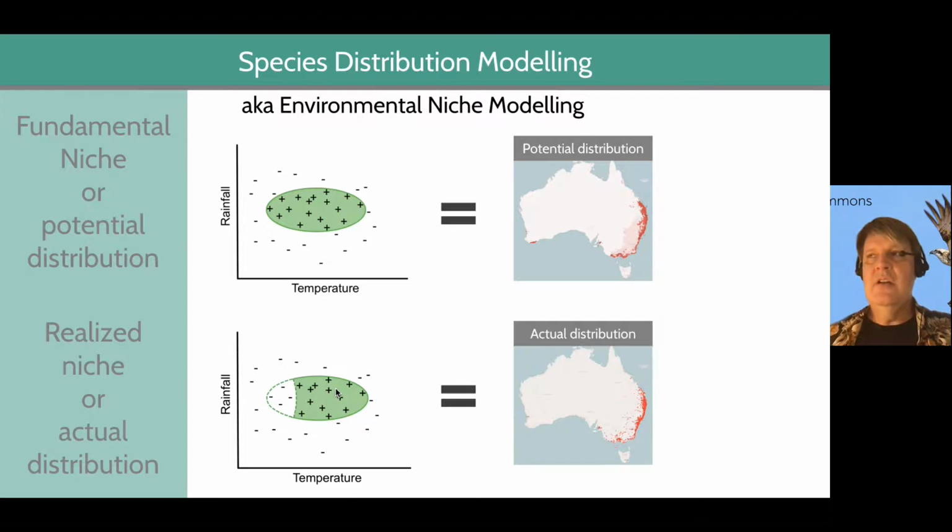And we don't generally get a map at the end of a species distribution modeling experiment that captures all the places where it occurs and excludes all the places where it doesn't, because it's not taking into account a lot of the things that define its realized niche or its actual distribution.